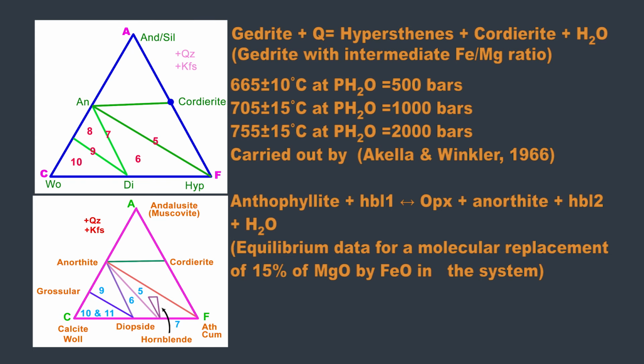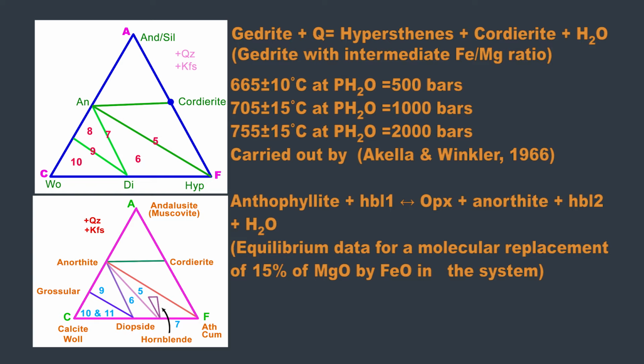Gedrite plus quartz gives rise to hypersthene plus cordierite plus water. For gedrite with intermediate Fe-Mg ratio: 665 plus or minus 10 degrees centigrade at P water equal to 500 bars, 705 plus or minus 15 degrees centigrade at P water equal to 1000 bars, 755 plus or minus 15 degrees centigrade at P water equal to 2000 bars, carried out by Akella and Winkler 1966.